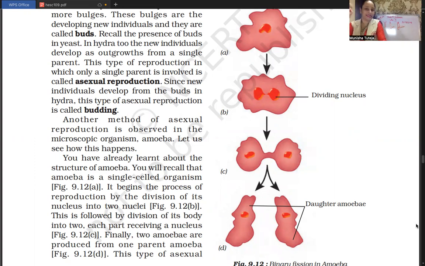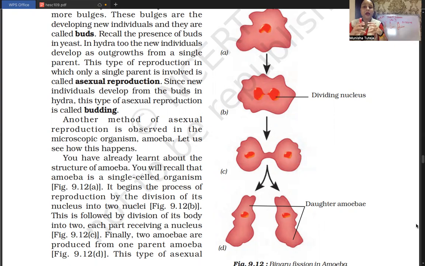The name of the mode is binary fission. So what happens? You can see clearly. In A, I have got an amoeba, which is little grown in size. In B diagram, I can see that the nucleus of the amoeba, you remember what is nucleus? The central, very important part is the nucleus, right? So the nucleus is little grown up, and it starts dividing, right?